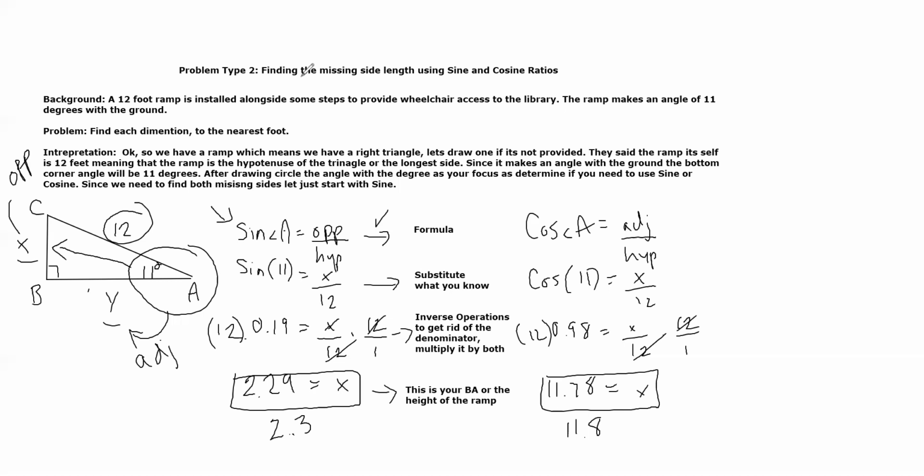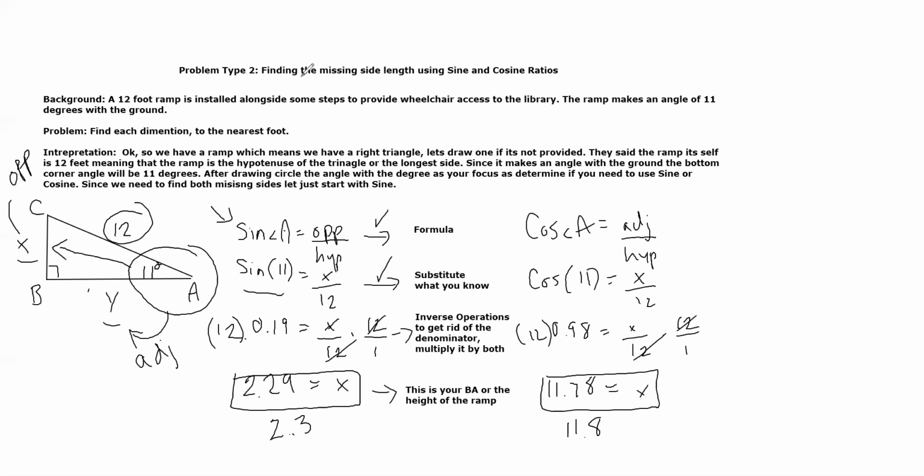Sine, well, I have to substitute what you know, right? So what I know is that angle A is 11 degrees. So I'm going to put 11 inside of parentheses, sine of 11, right? That's this thing. Sine of 11 is equal to, and then I'm going to replace opposite. I don't know what opposite is, so I'm going to put an X there, X divided by my hypotenuse. I know the hypotenuse is 12, so I'm going to put 12. Okay, so I substituted what I know.